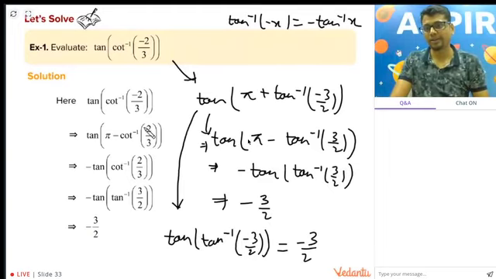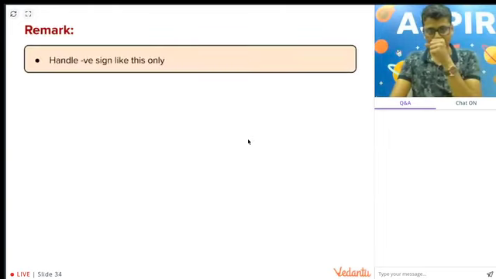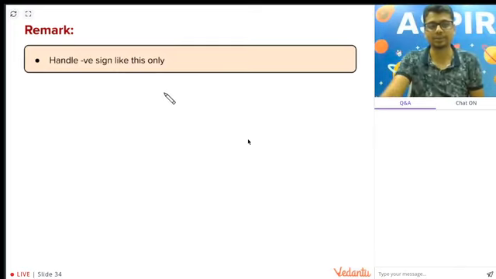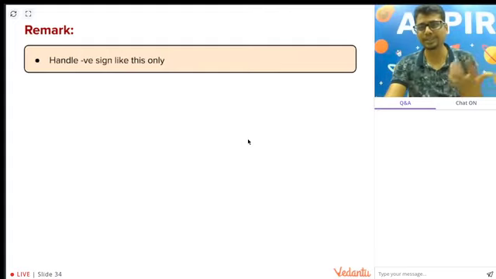All right. So handle the minus sign like this only. Now you know so many other ways. You need not do it this way only. You can do it other ways also. All right. So that's it.